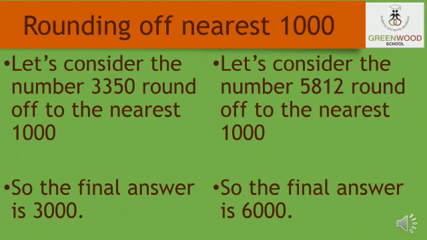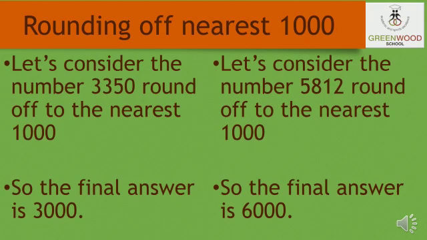Since the digit in the smallest place is less than 5, round down has to be done, and the digit remains unchanged. Every other digit becomes 0. So, the final number is 3000.